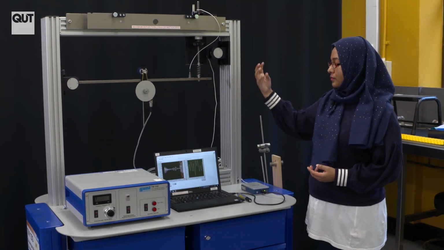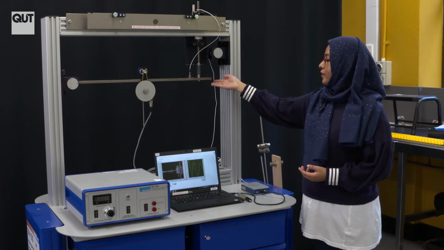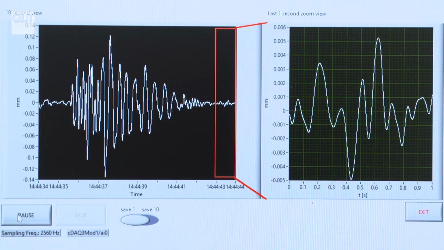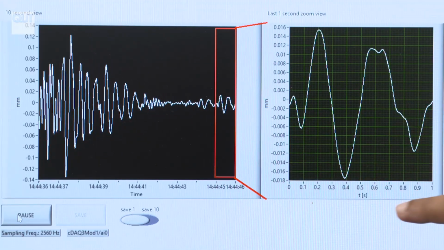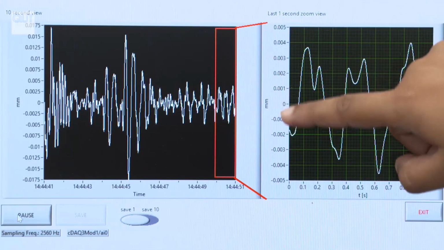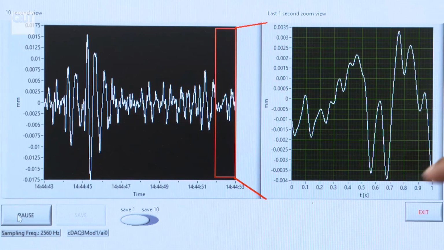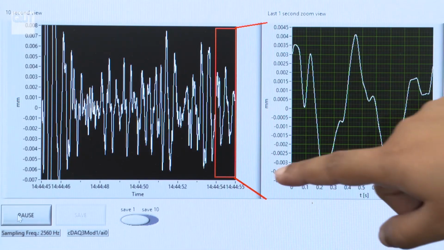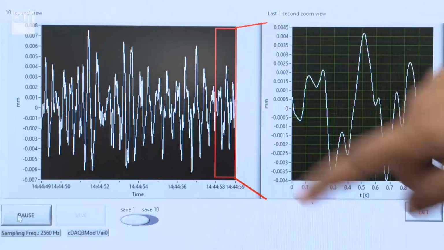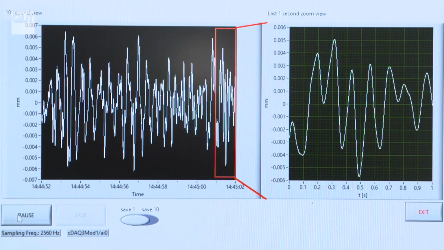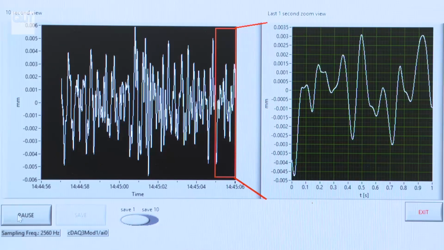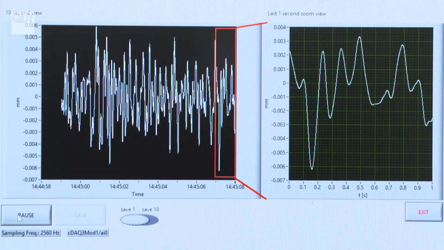Now to compare the theoretical natural frequency and the calculated one, we'll use this accelerometer to measure the vibration of this system. If you look at this window, this horizontal axis represents time, and the vertical axis represents amplitude in millimeter. So we'll get an idea from this window of the frequency of this system, and then we can compare the calculated one and get the percentage of error between these two natural frequencies.